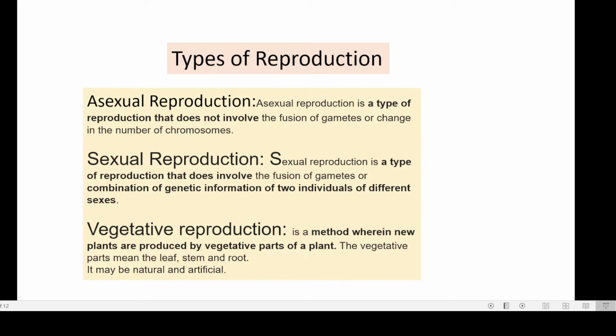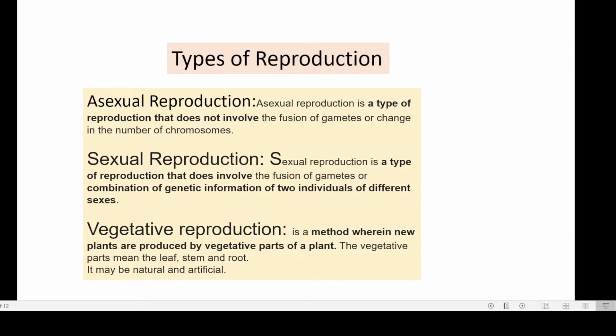On the other hand, sexual reproduction happens in case of higher plants and animals, and it is a type of reproduction that does involve the fusion of gametes. These gametes are of two types. One is male gamete, another one is female gamete. And it involves combination of genetic information of two individuals of different sexes. For example, the male gamete has certain genetic information, so does the female gamete. So when these two gametes unite together, then new characteristics develop in the offspring.